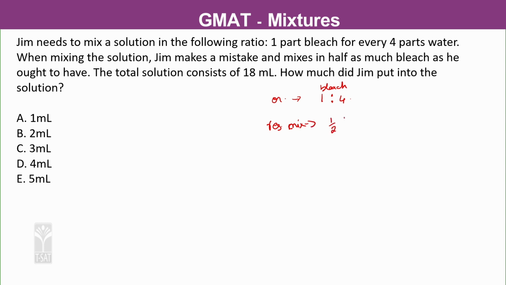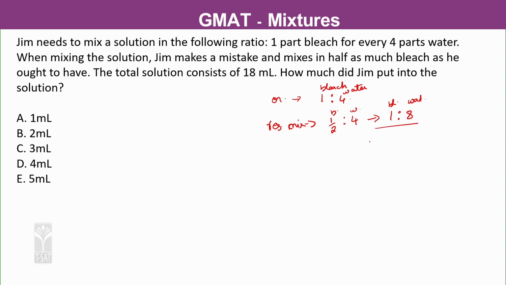Instead of 1, he mixes only half as much bleach, and water will be the same, that is 4 parts. So, the bleach is to water becomes half is to 4. It can also be written as 1:8, multiplying 2 on both sides, bleach is to water. So, they are saying the total solution consists of 18 ml.